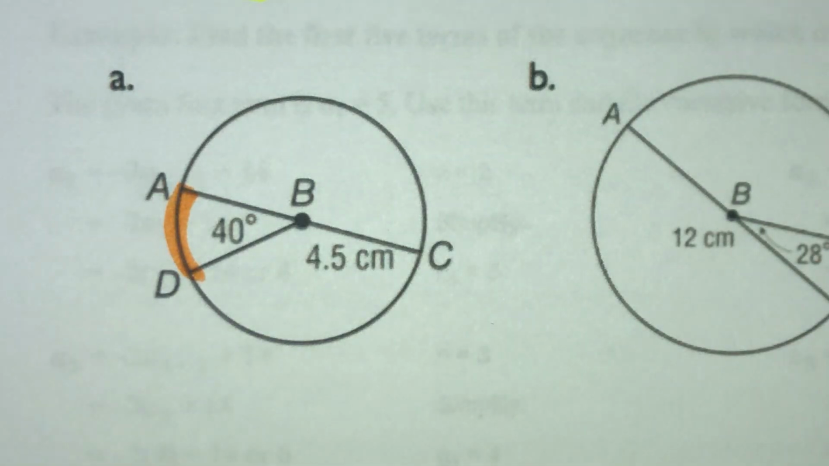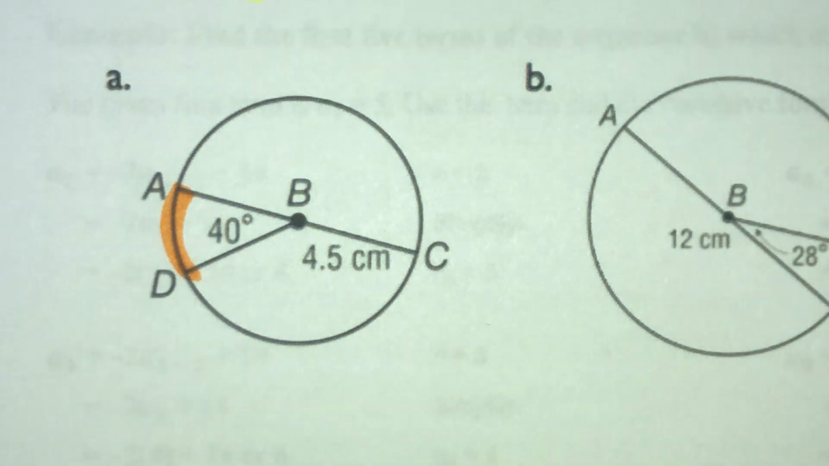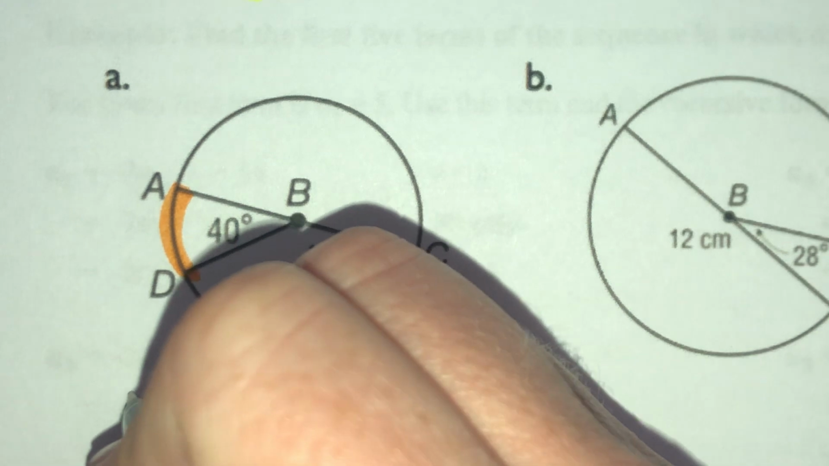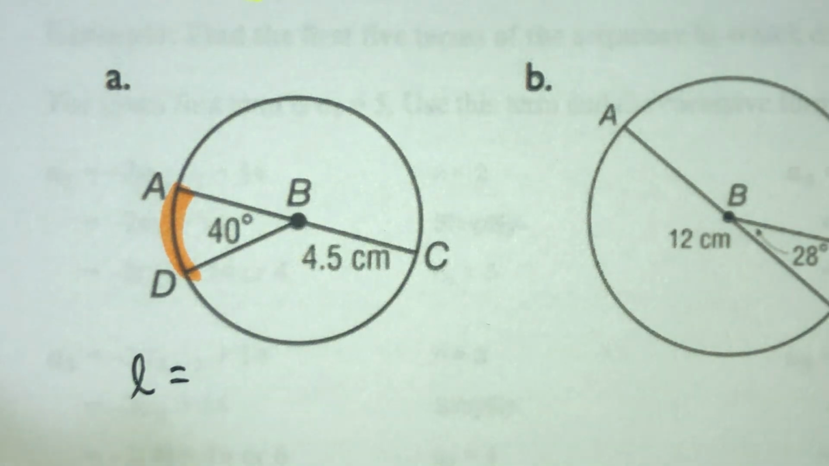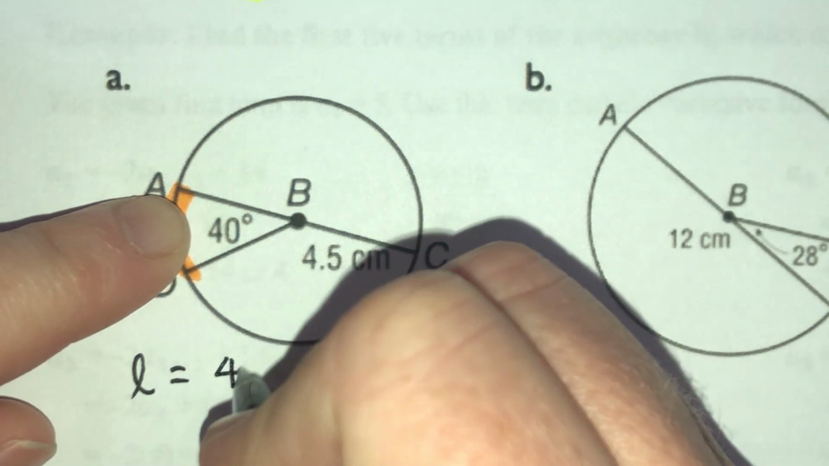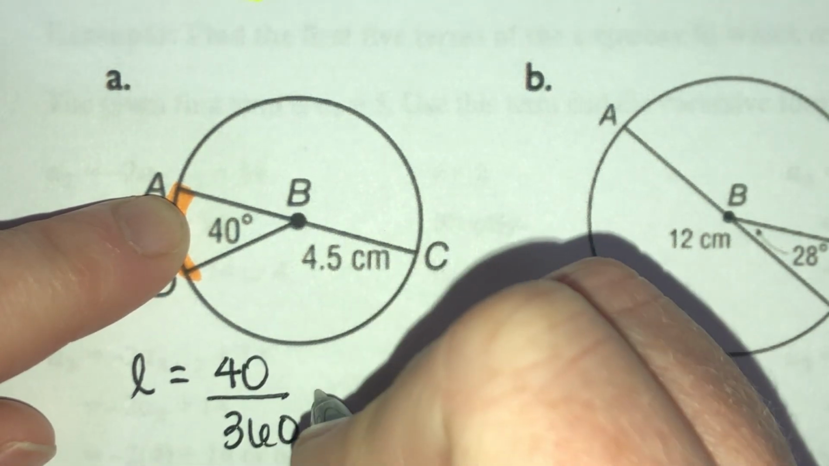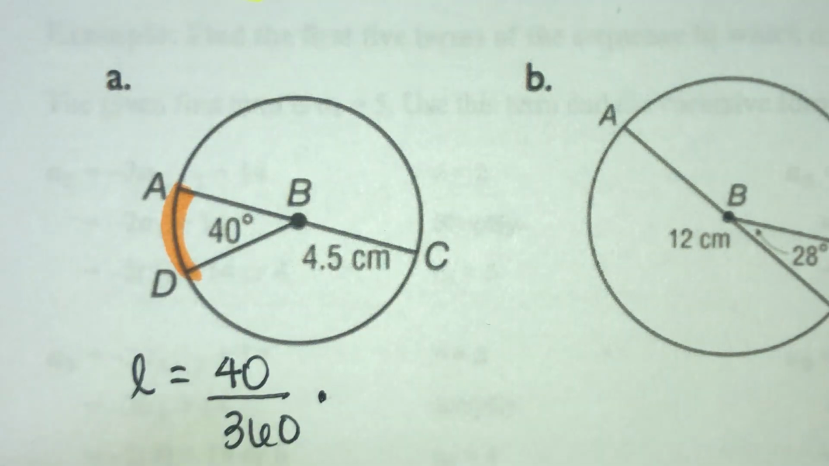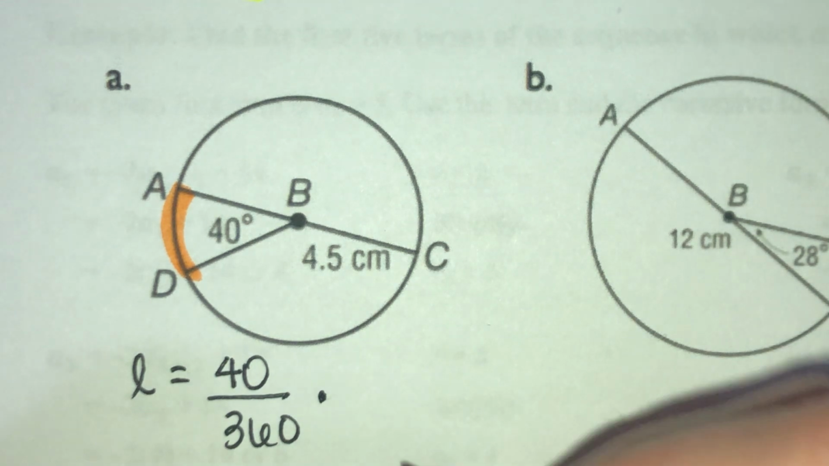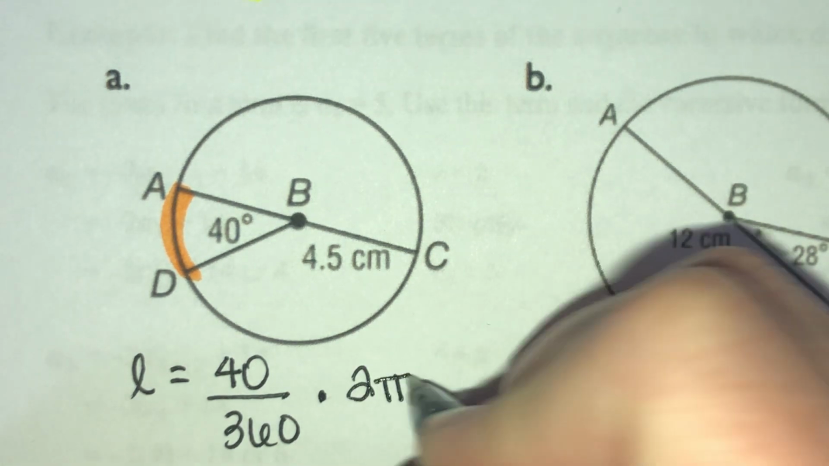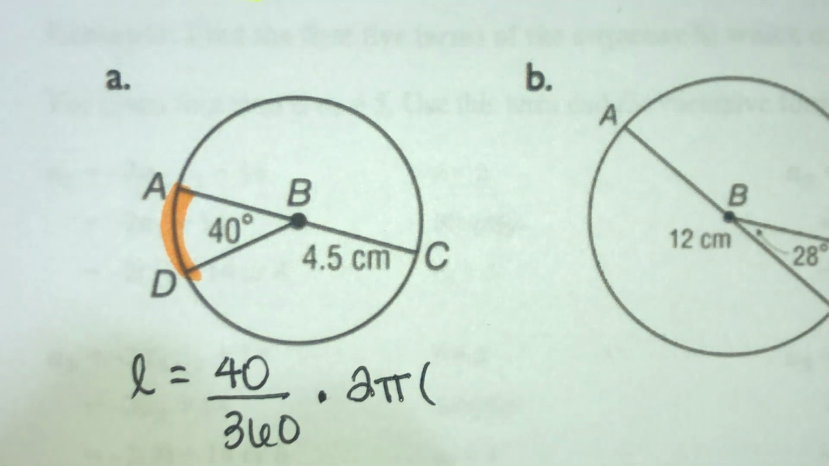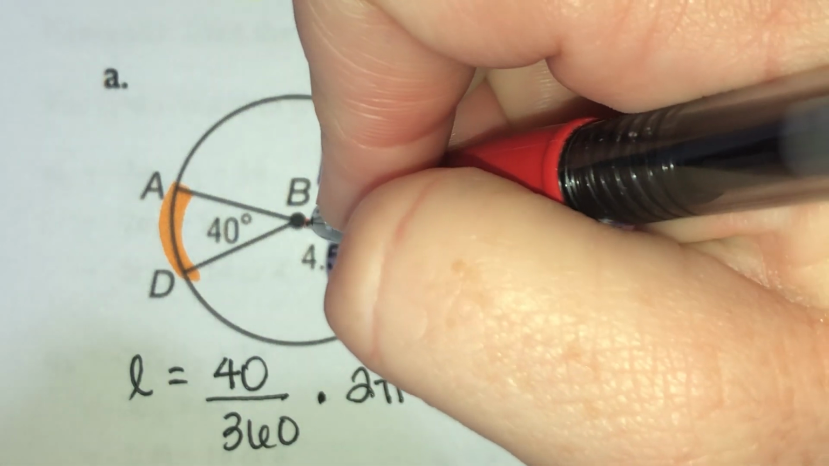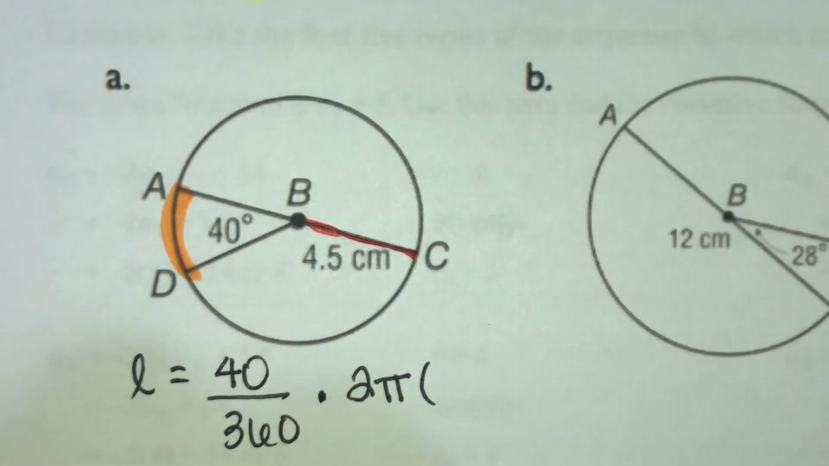Okay, so first thing I want to do is write a ratio of, never mind, I don't want to do that. I want to use my arc length formula. So arc length equals degrees out of the full 360. So my arc here is 40 degrees out of the full 360 times the circumference of the circle. And circumference is 2 times pi times the radius. So 2 times pi times the radius. How do I know what the radius is? It tells me right here. The radius is 4.5 centimeters.